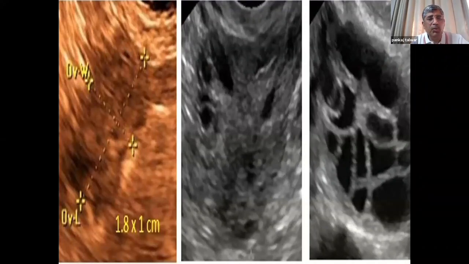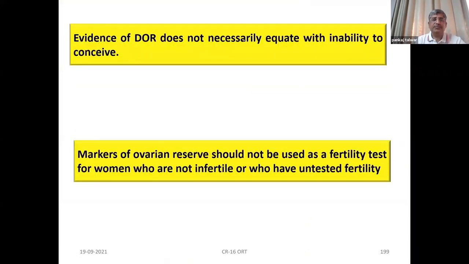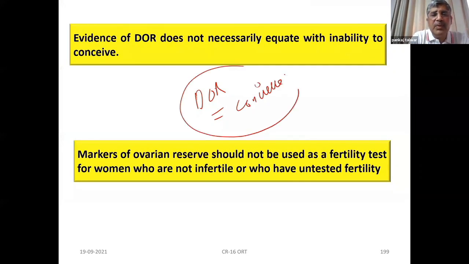So moving ahead, which patient should undergo ovarian reserve testing? This is important. We have already discussed that diminished ovarian response does not necessarily equate with inability to conceive. With a DOR being low, the woman can conceive. She can conceive easily. So this is what we have to understand.